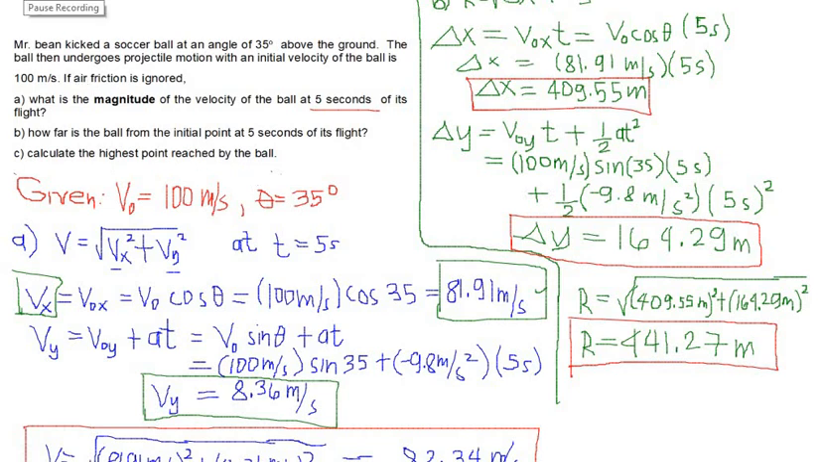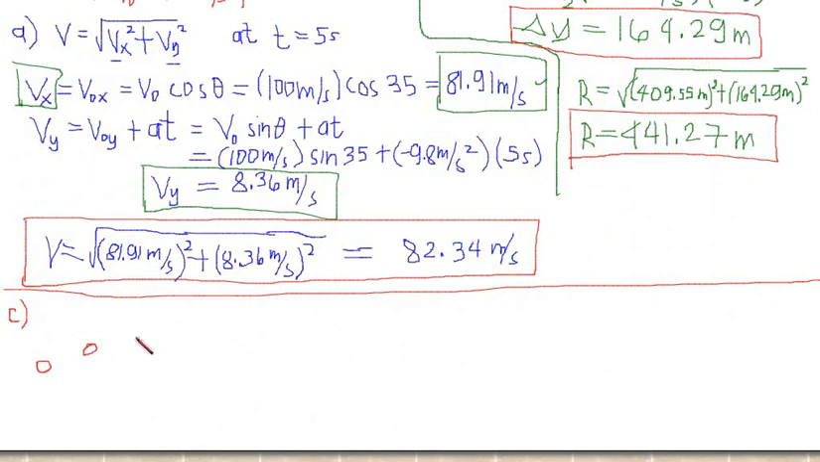And for letter C, calculate the highest point reached by the ball. So, meaning at the highest point of the projectile motion. If we consider the ball at the highest point, at the highest point, Vy or the velocity on the y component is equal to 0.